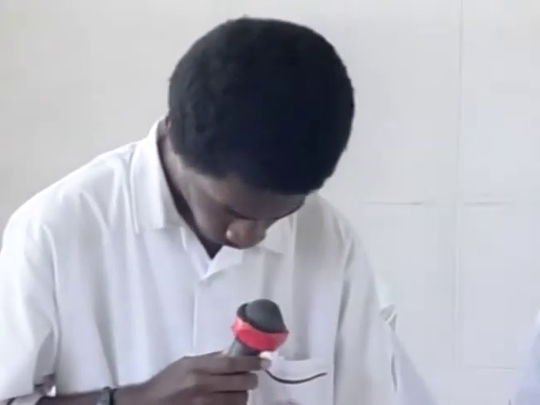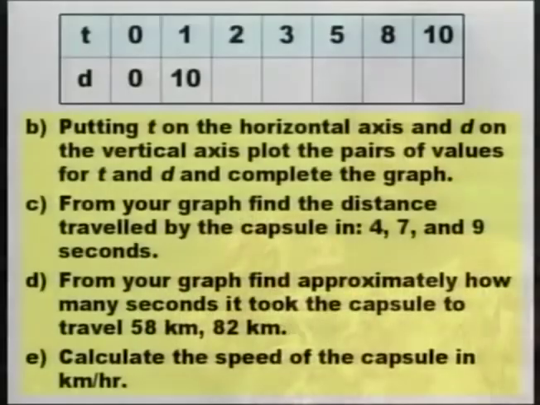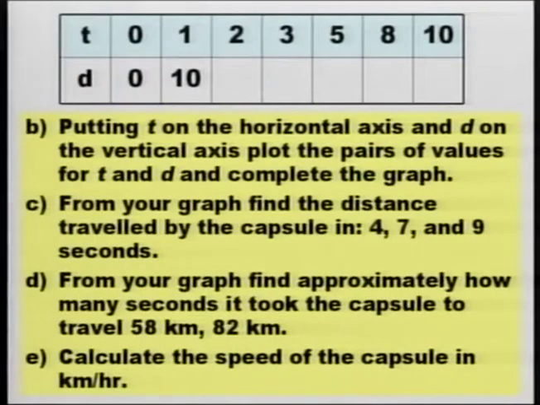What's the distance traveled in 4 seconds? 40 kilometers. And 7 seconds? 70. And 9 seconds? 90. 90 kilometers. Correct. Letter D, from your graph, find approximately how many seconds it took the capsule to travel 58 kilometers and 82 kilometers. Livingston.